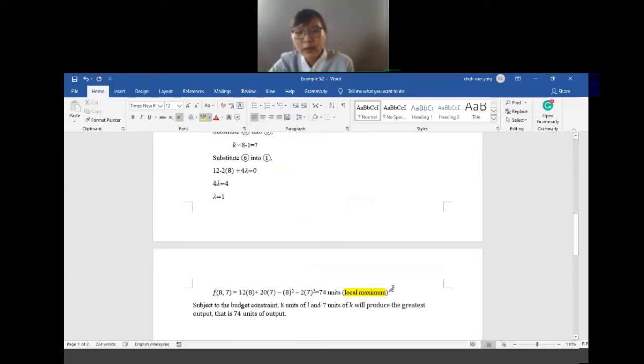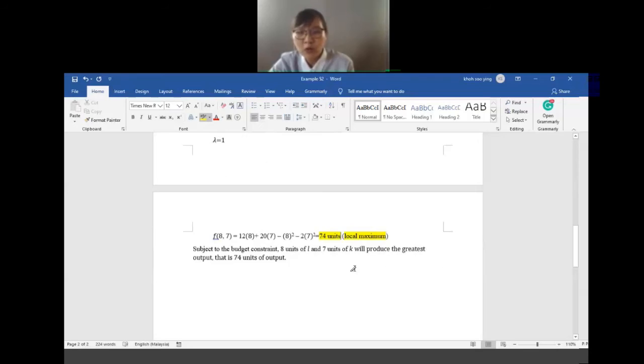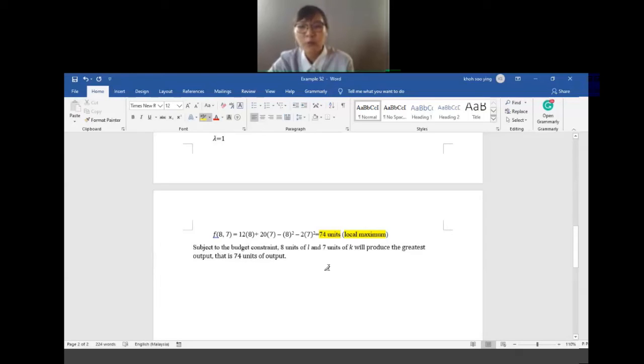So we substitute 8 and 7 into the production function, and we get that 74 units of output will be the greatest output. So in conclusion, subject to the budget constraint, 8 units of L and 7 units of K will produce the greatest output, that is 74 units of output. Are there any questions?